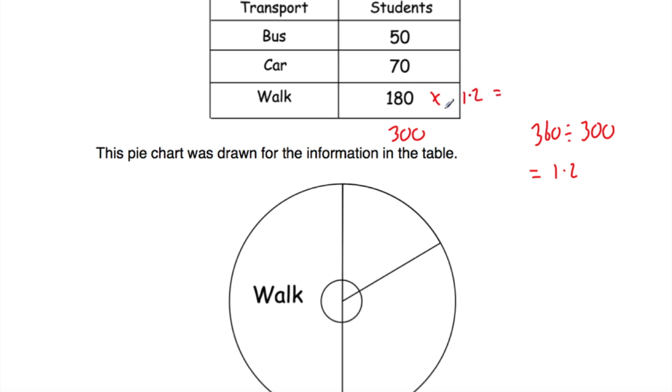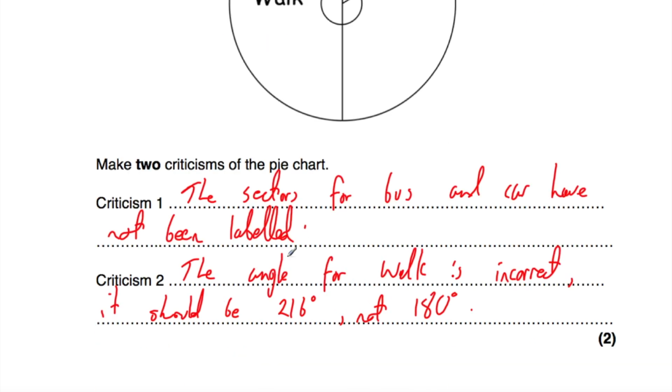And if you do 180 multiplied by 1.2, that's equal to 216 degrees. So the sector for walk should actually be a 216 degree angle, not a 180 degree angle. So that angle is wrong. So let's explain that. And that's how I've just explained that the angle for walk is incorrect. It should be 216 degrees, not 180 degrees.